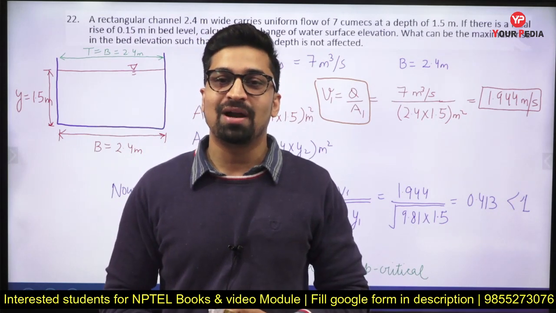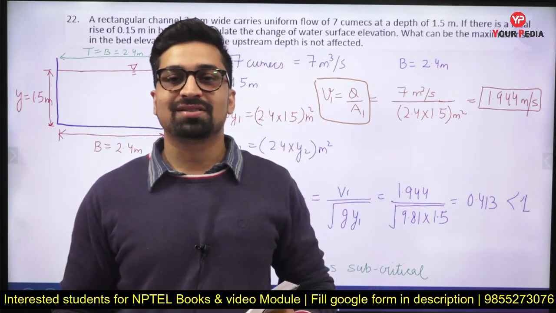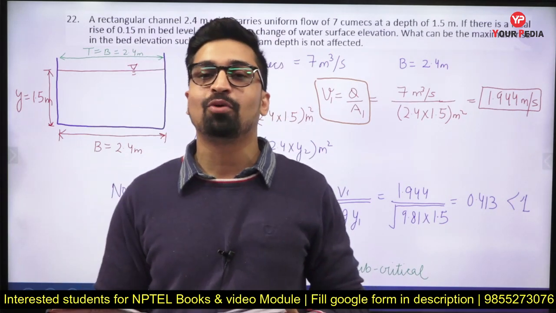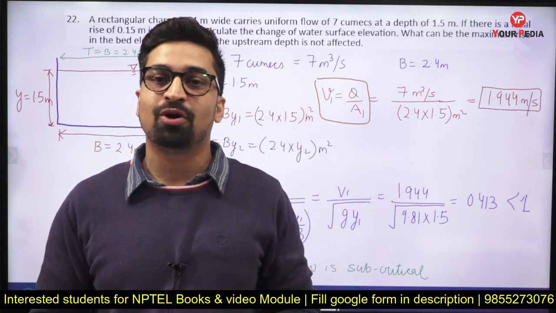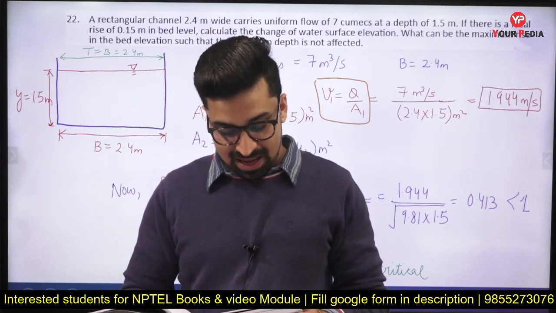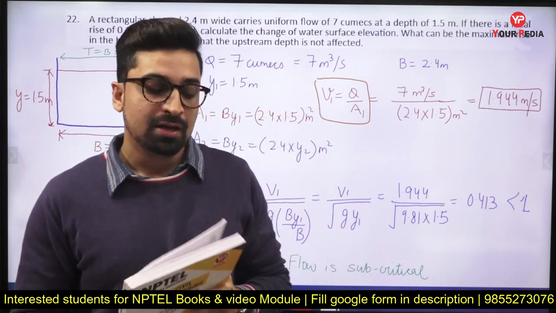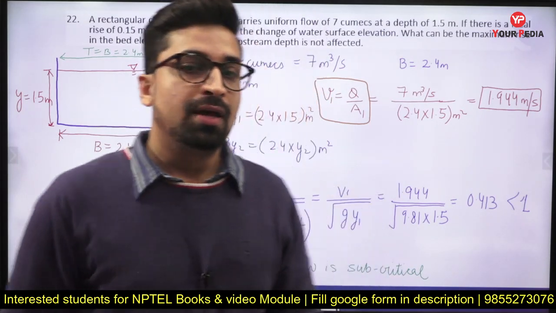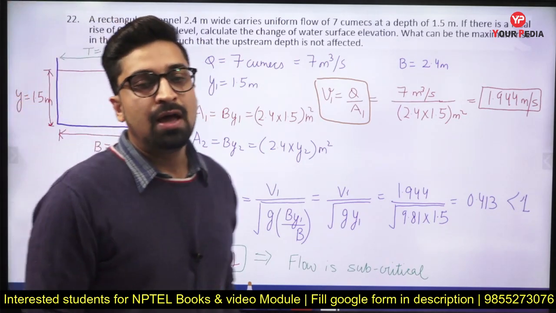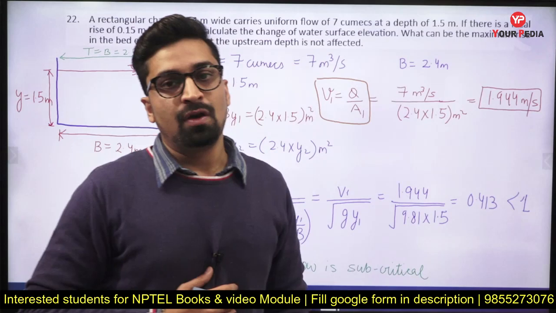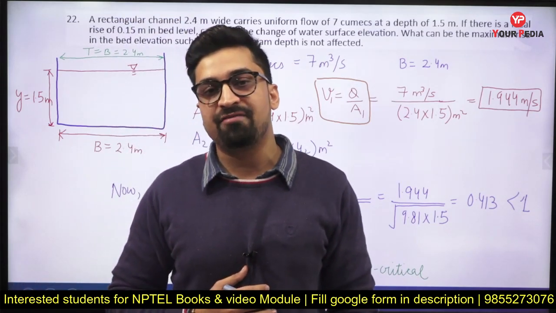I am Rohit Singh, your mentor, and today I am going to be discussing a question from the NPTEL Assignment Booklet series of the subject Open Channel Flow, which is given on page number 238 as question number 22. In this question, they have given you a rectangular channel of width 2.4 meters carrying a discharge of 7 cubic meters per second with a depth of flow of 1.5 meters.